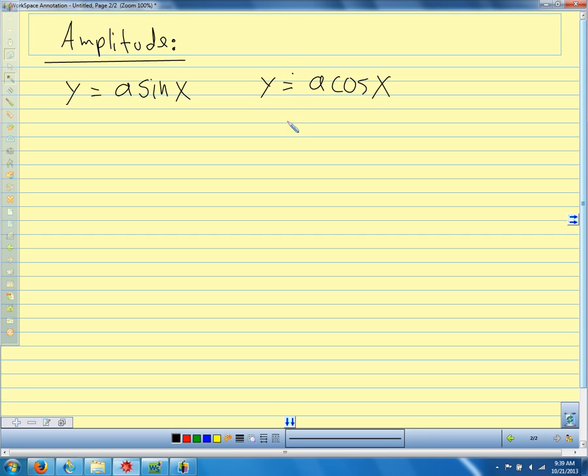So when we did our graphing lab, what did that a do to our function? We stretched it vertically, or if a were a fraction or a decimal, shrunk it. So this gives us a vertical stretch or compression.